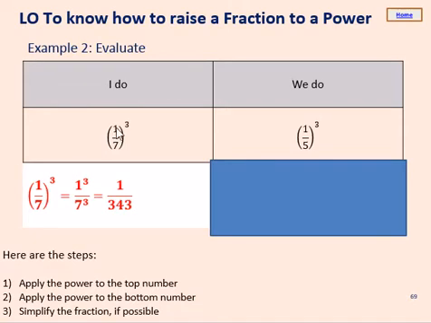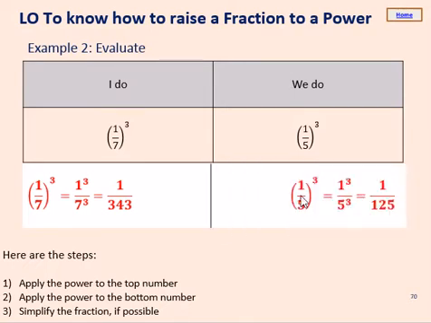So for our next example, we've got 1 over 7, so a seventh here, to the power of 3. And again, we apply this power to both numbers. So on the top, we have 1 raised to the power 3, and on the bottom, we have 7 raised to the power 3. And then we just calculate. So 1 to the power 3 equals 1, 7 to the power 3 equals 343. Please copy that down and then go on to the we do and try that yourselves. Pause the video here and we'll go through the answer in a moment.